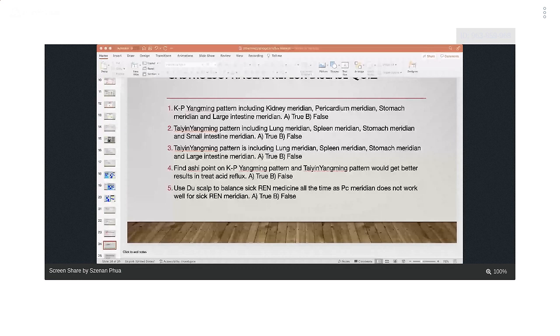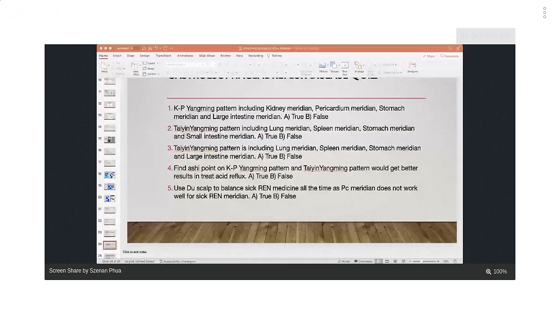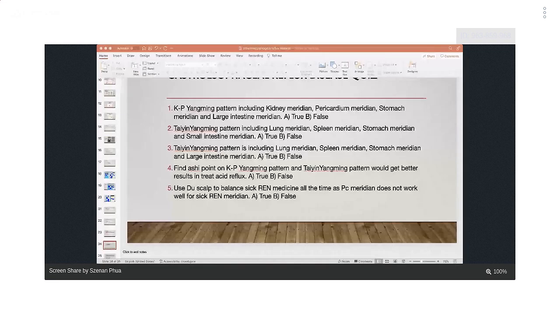Second, I'll give you the answer later on. Number 2, the Tie-in Yangming pattern includes lung meridian, spleen meridian, stomach meridian, and small intestine meridian. A, true, or B, false? B. Why is that? Because it includes the large intestine meridian instead of the small intestine meridian.